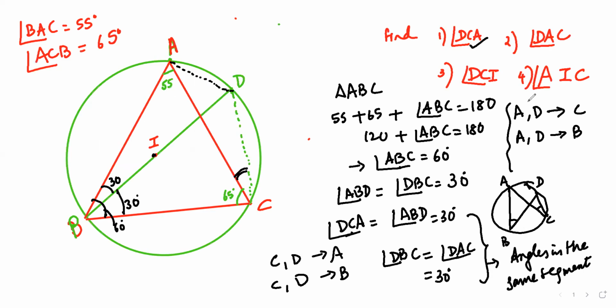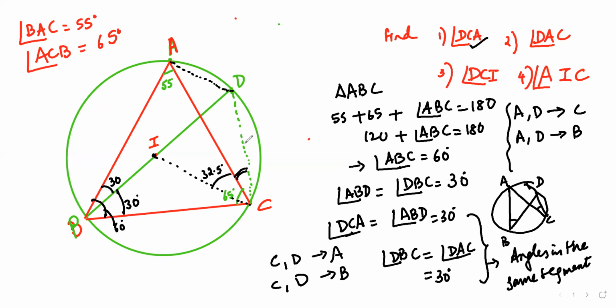Now come back, what else we did? DCI. Okay, join C to I. So when you join C to I, you can see I have again put dotted lines here. C and I have joined. This will be what? 65 by 2. That is 32.5, isn't it? Because it's the angular bisector. That's why, when I join C to I, this angle will be 32.5.